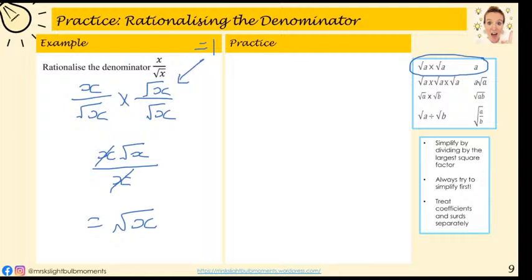Okay, have a go then, and you try this one here for me. Rationalise the denominator of 6 over root 3.